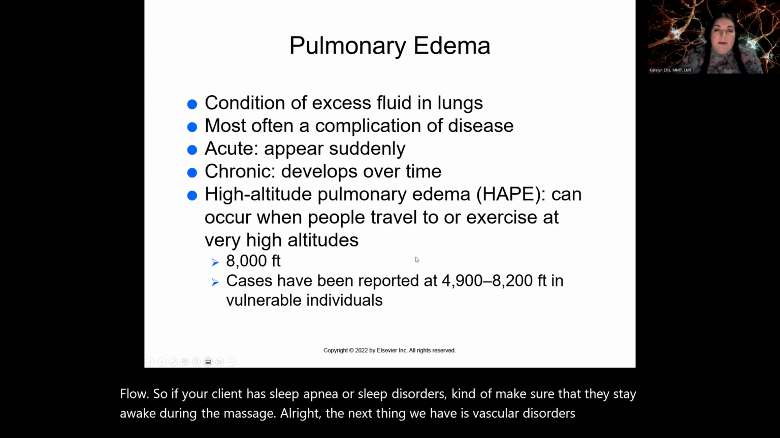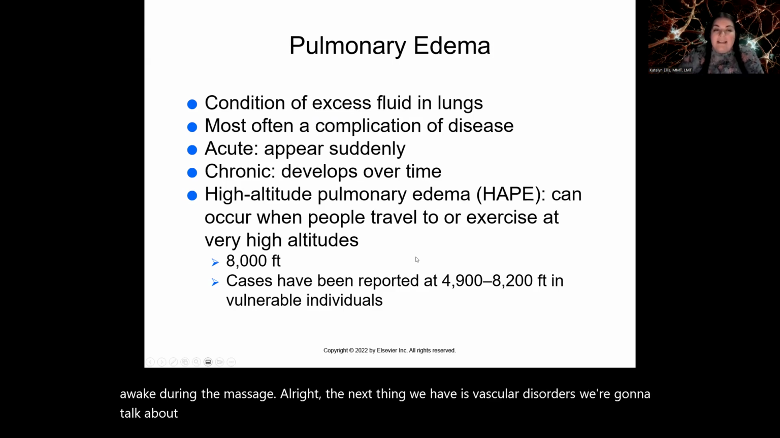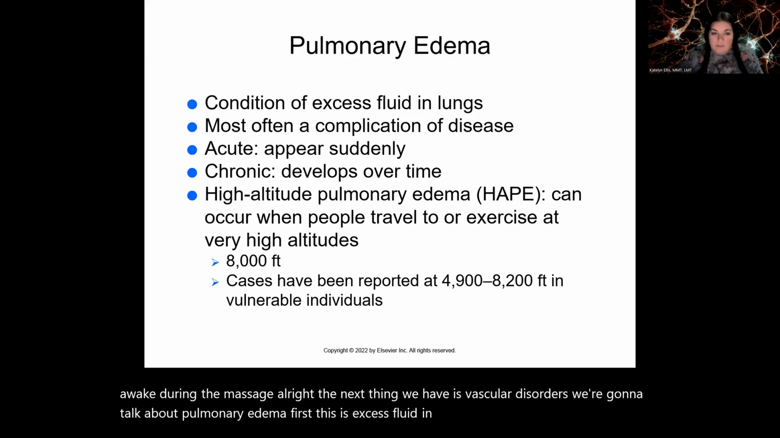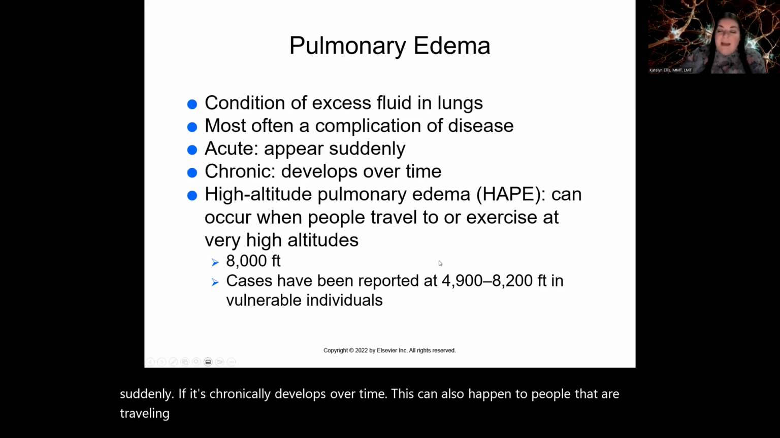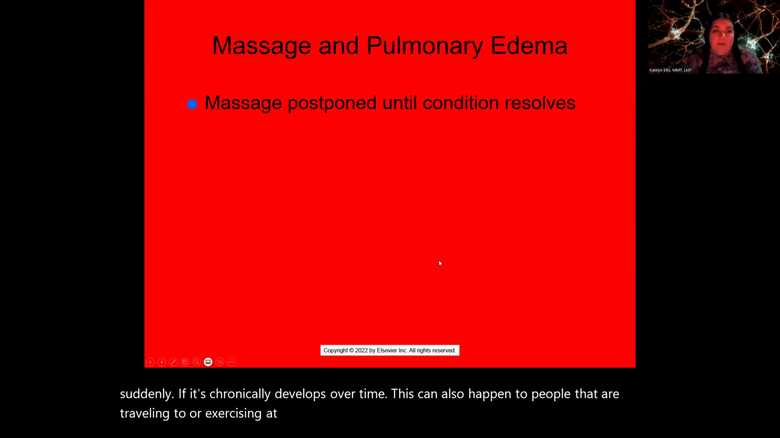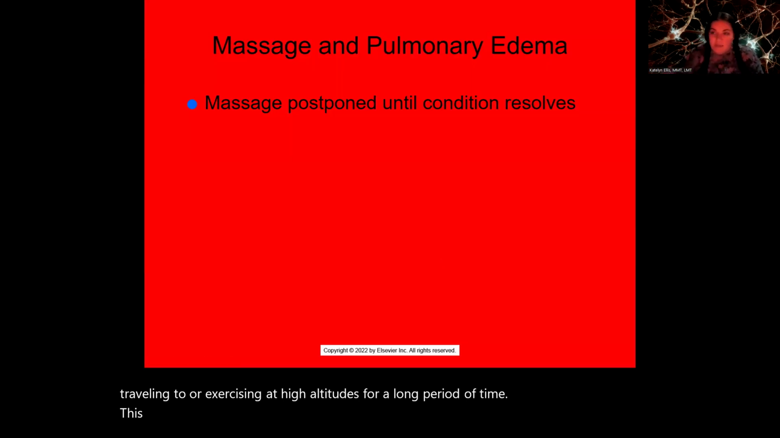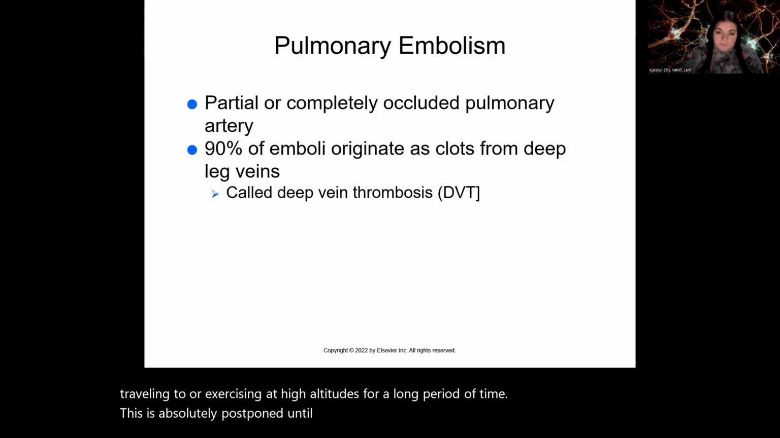All right, the next thing we have is vascular disorders. We're going to talk about pulmonary edema first. This is excess fluid in the lungs. If it's acute, it appears suddenly. If it's chronic, it develops over time. This can also happen to people that are traveling to or exercising at high altitudes for a long period of time. This is absolutely postponed until the condition resolves.